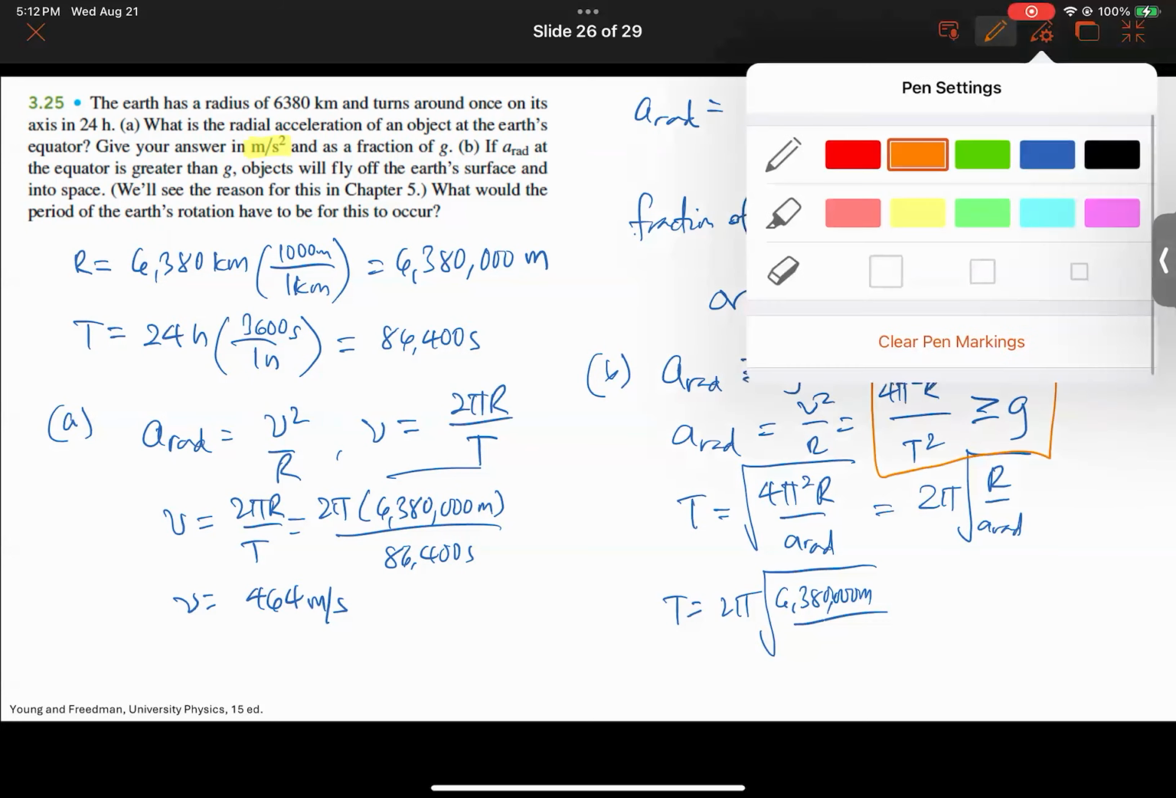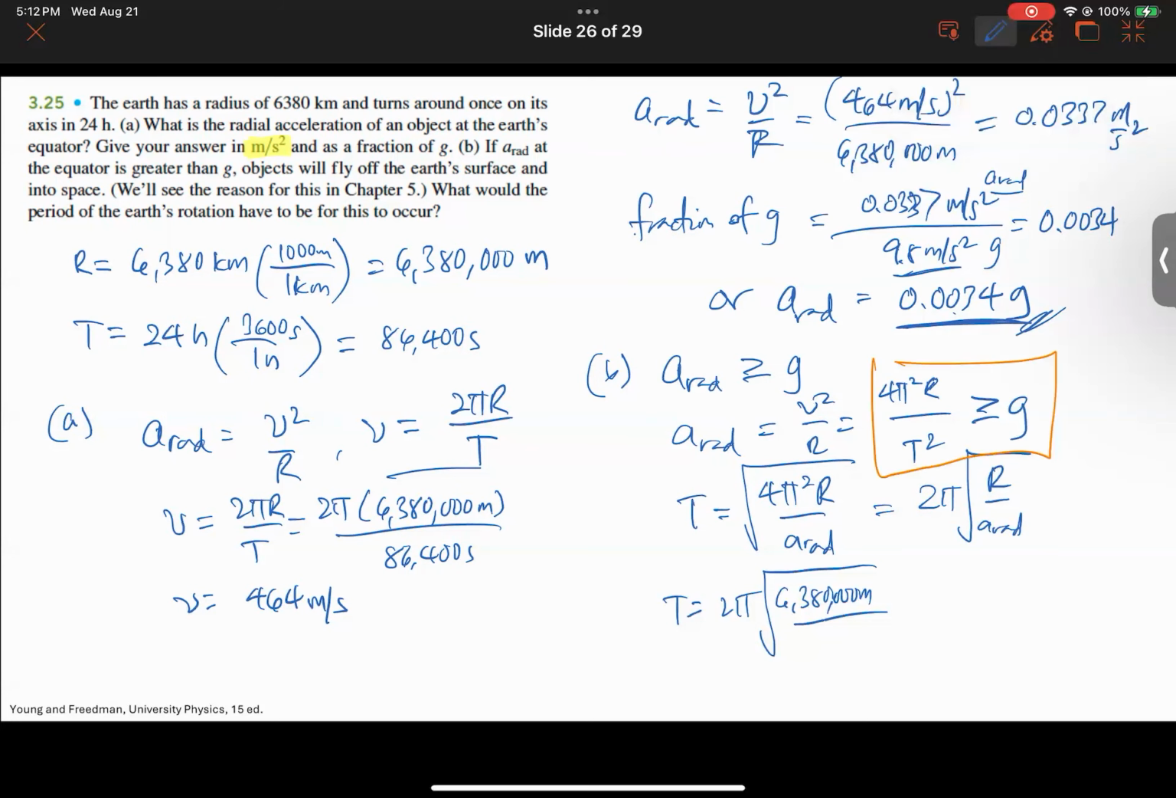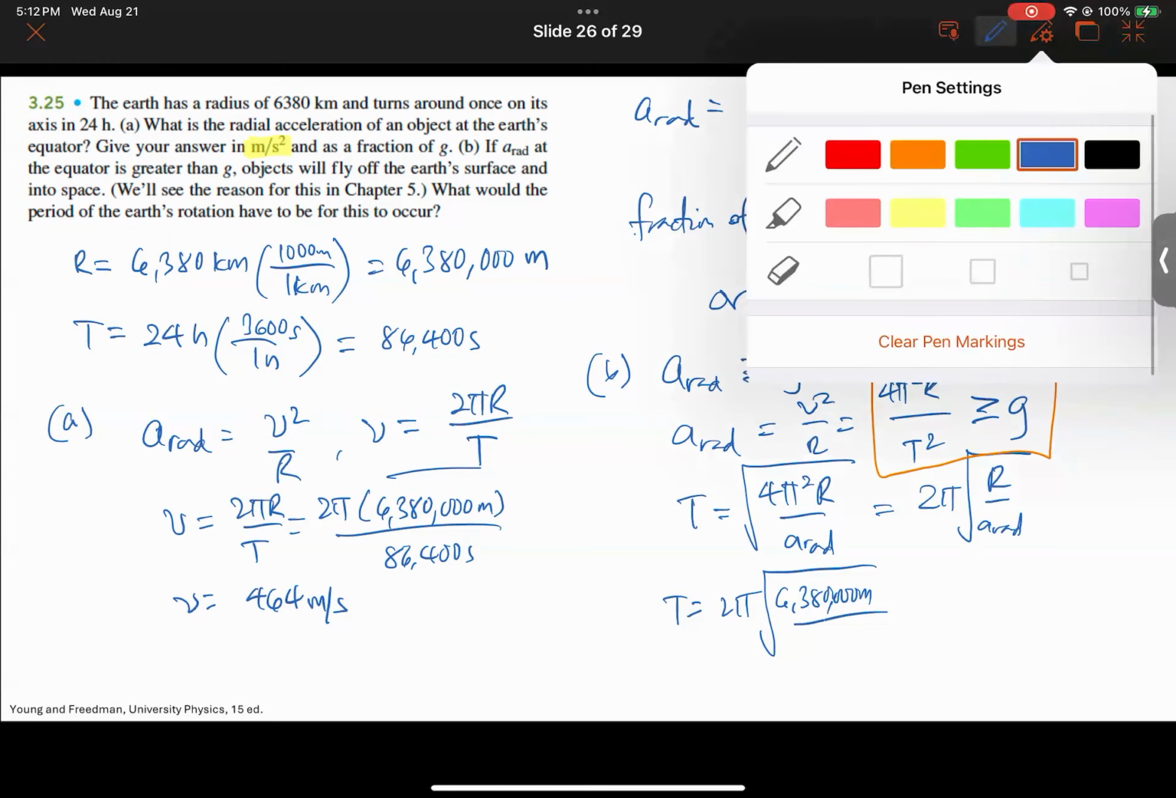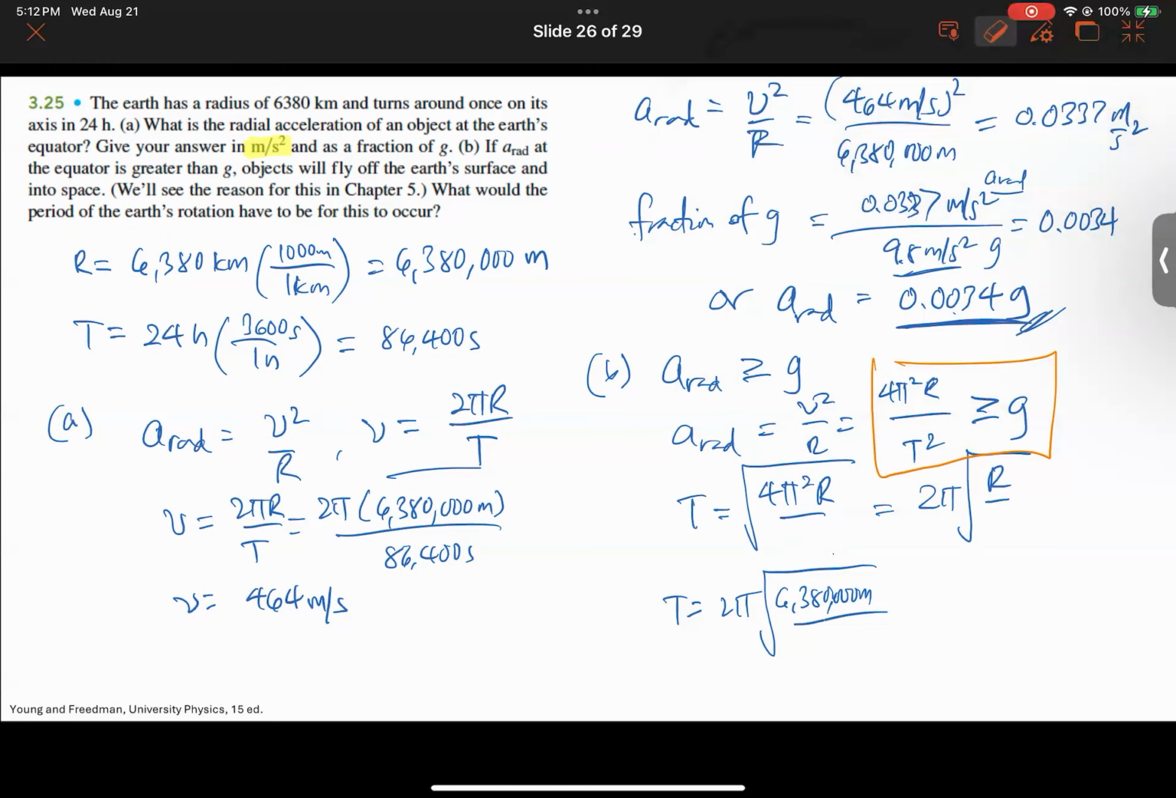Okay, so papalitan natin yung A rad ng G. Okay, so 9.8 meters per second squared. So this gives us 5,070 seconds. And if we convert it to hours, then the period will be 1.42 hours.